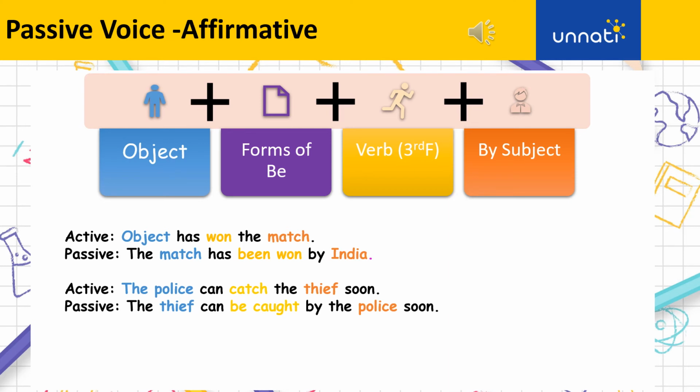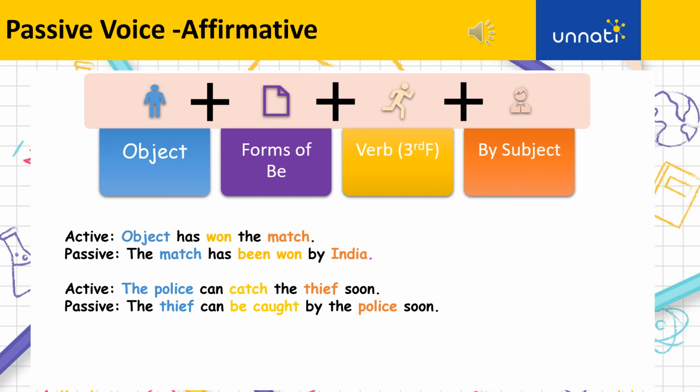India has won the match. India is the subject, has is the helping verb, won is the verb, match is the object. So that's my active voice. Look at the active voice formula to clarify. Now, if I am given to convert this to passive, I would say the match has been won by India. The match, my object, comes in the beginning. Has been is the form of be. Won is the third form of the verb. By India. India is the subject here because India is playing the match.